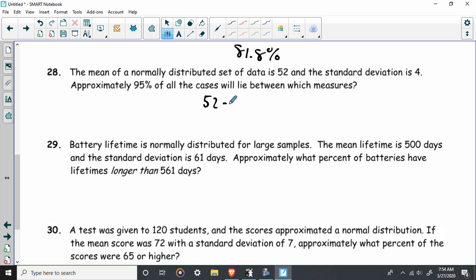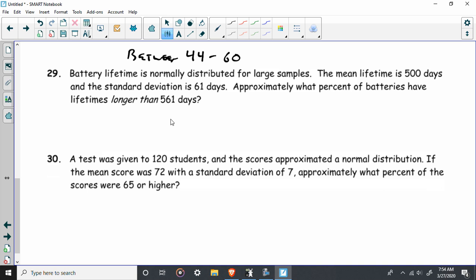So again, if we went one standard deviation, that would be 56. If we went two standard deviations, that would be 60. If we went down one, we have 48. And down another one, that would be 44. So between which measures? Well, between 44 and 60. Okay? Good.